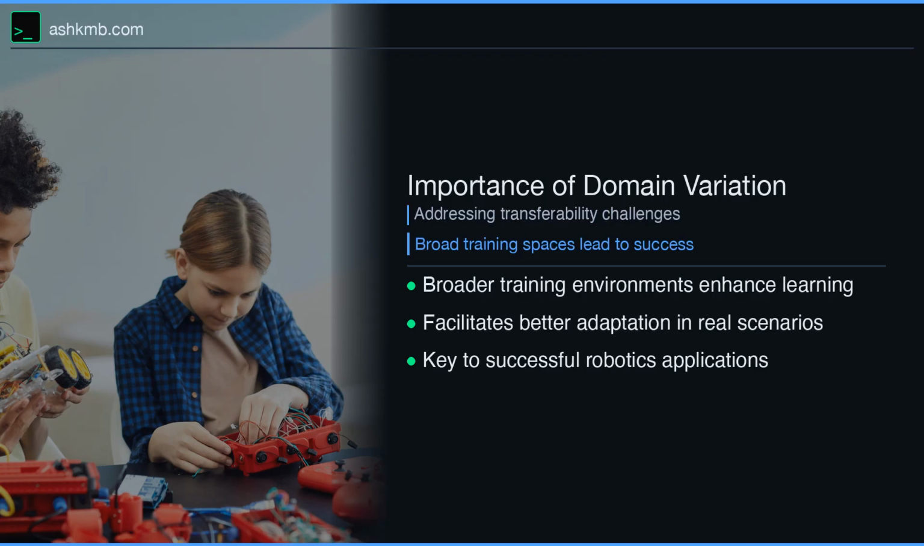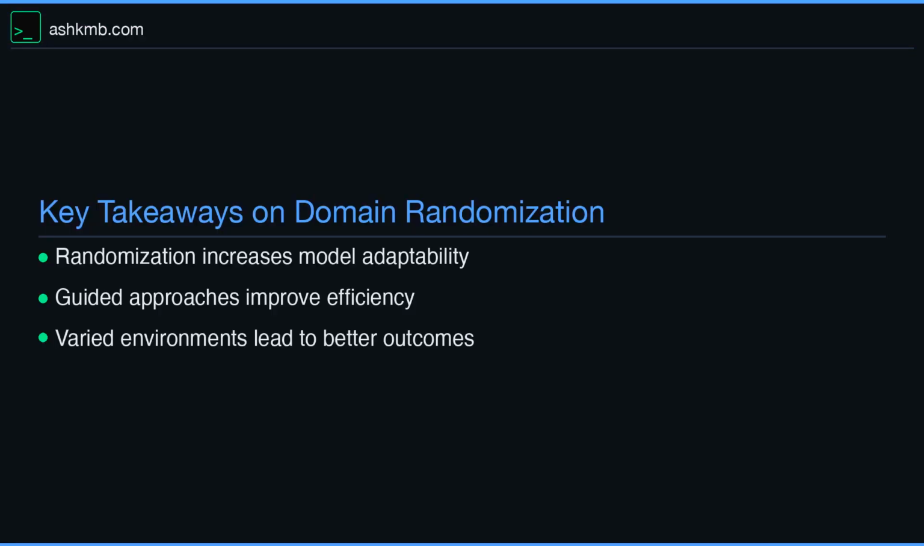Broader training environments enhance learning and facilitate better adaptation in real scenarios, which is key to successful robotics applications. Key takeaways on domain randomization include that randomization increases model adaptability, guided approaches improve efficiency, and varied environments lead to better outcomes. What challenges do you think remain for effective domain randomization in real-world robotics?